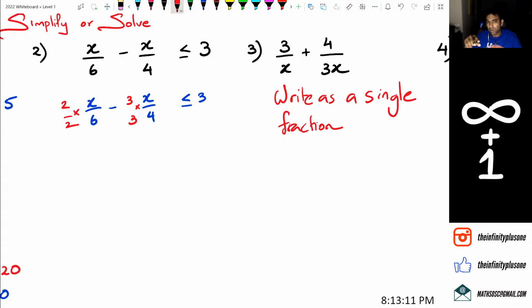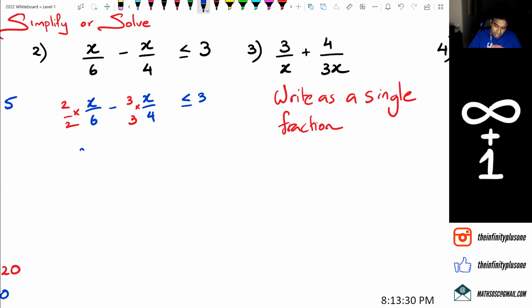actually done 4x minus 6x over 24. If you are going to do that, what ends up happening is it just becomes a little bit harder when you're dealing with x's. So that's why it's really important that we always look for the lowest common multiple.